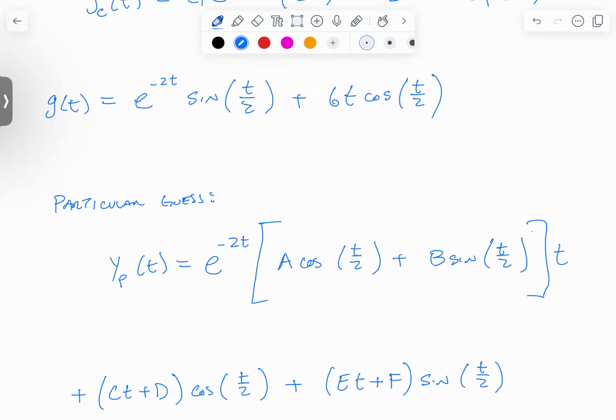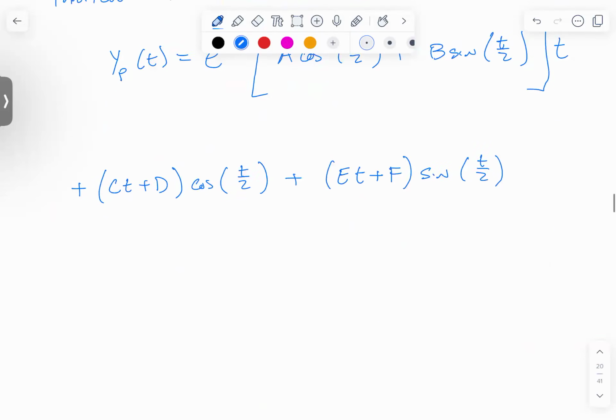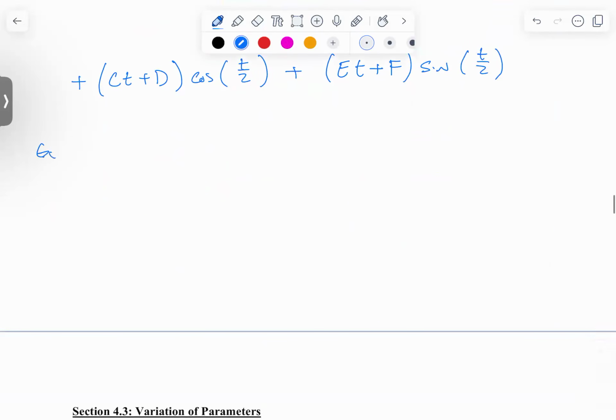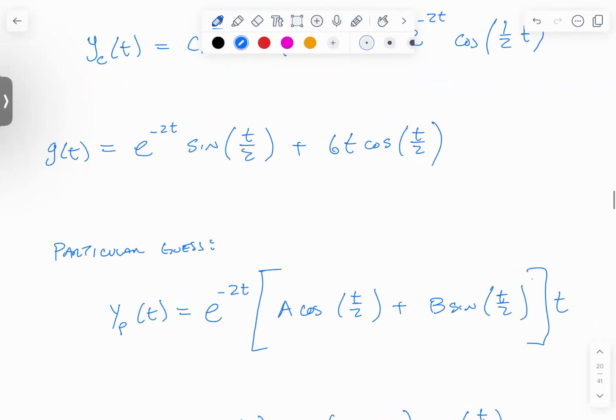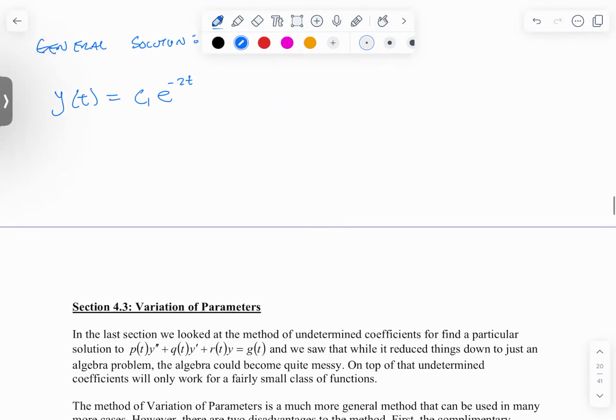So I'm going to multiply this guy by t as well, right? And that will create a distinct particular function separate from my complementary equation. And that's my whole general solution. All right, so let's write that whole guy. To do with that sign first.